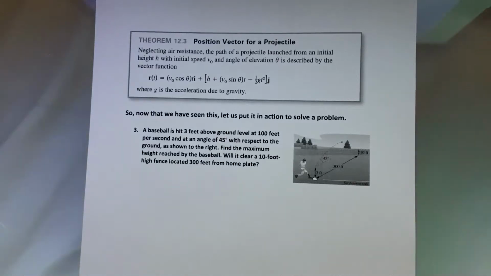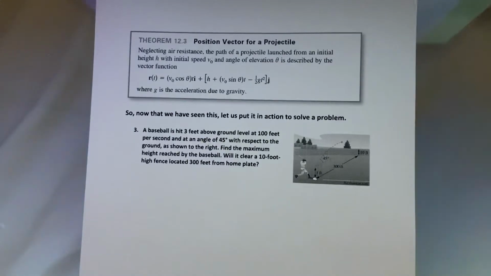Okay, calculus, let's finish 12.3 and start 12.4. The position vector for a projectile, neglecting air resistance: the path of a projectile launched from initial height h with initial speed v0 and angle of elevation theta is described by the vector function r of t equals v0 cosine theta t i plus h plus v0 sine theta t minus 1/2 g t squared j, where g is acceleration due to gravity. We derived this in the last video.